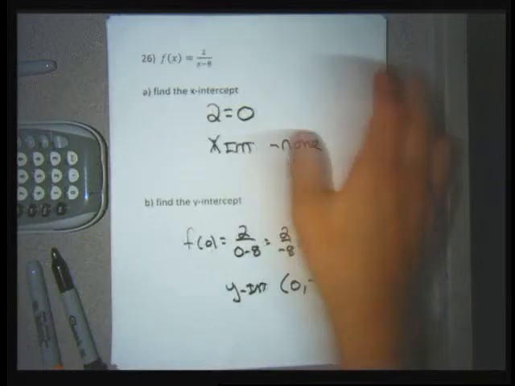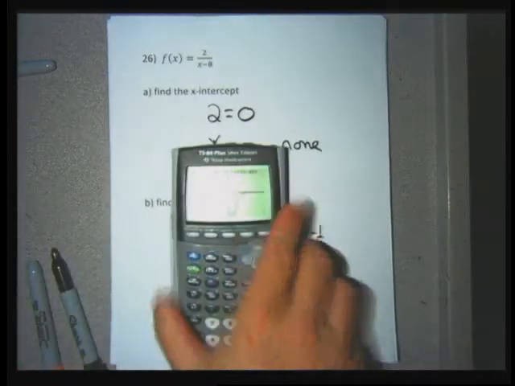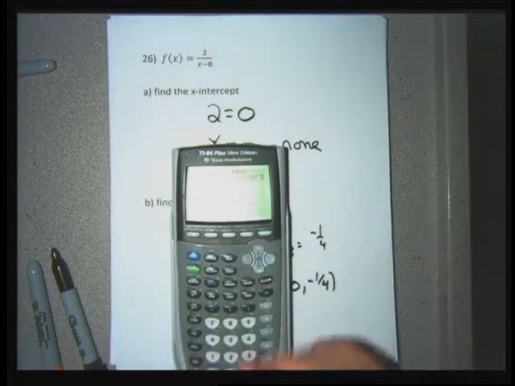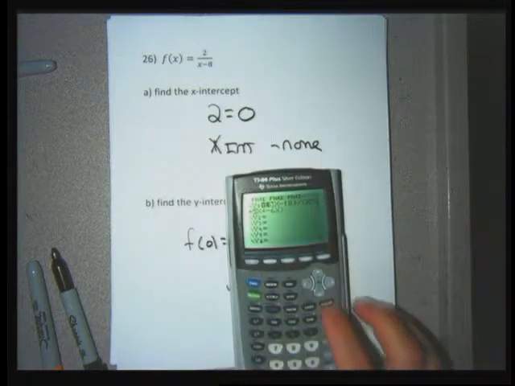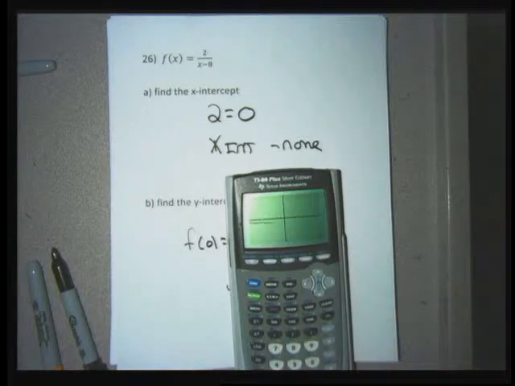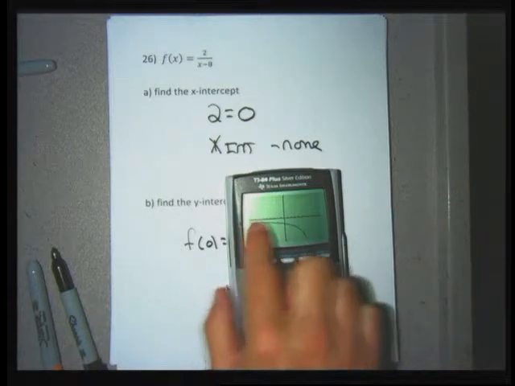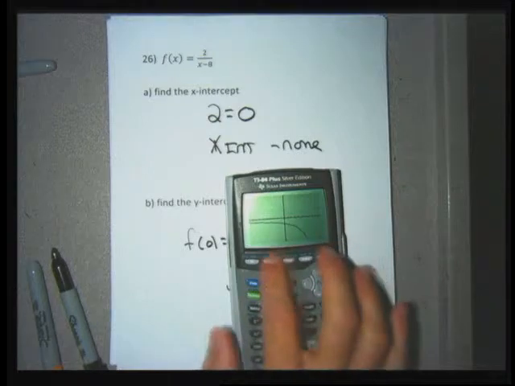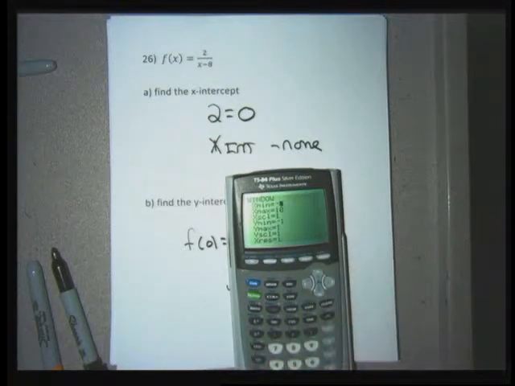So I won't be able to check per se that it doesn't have an x-intercept, but if I graph this function, 2 divided by x minus 8, and hit graph, the graph will never cross the x-axis. Let me bump my x's out so you can see further on this. I'm going to go my x's from negative 20 to 20. And the graph never crosses or touches the x-axis.